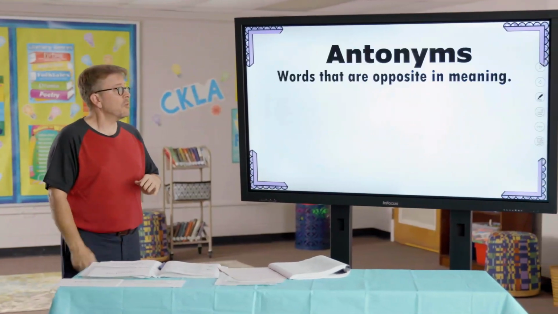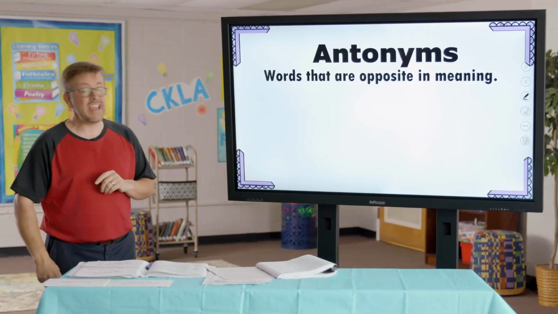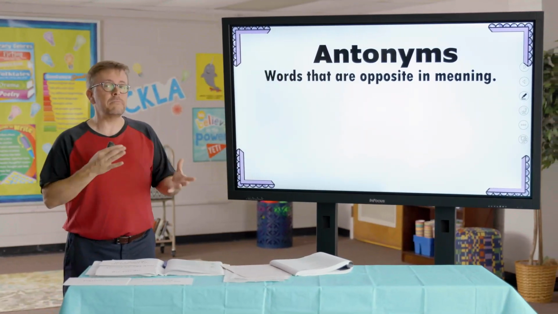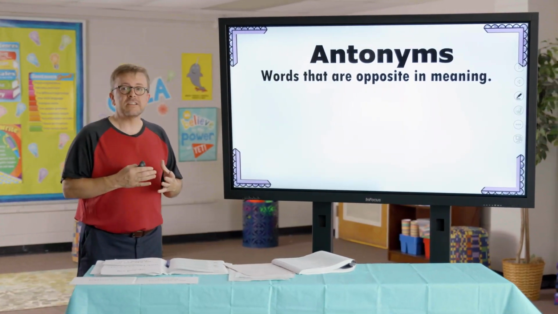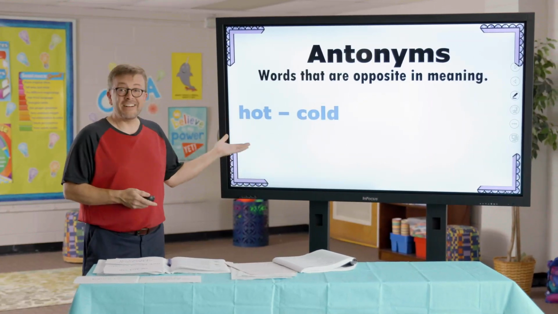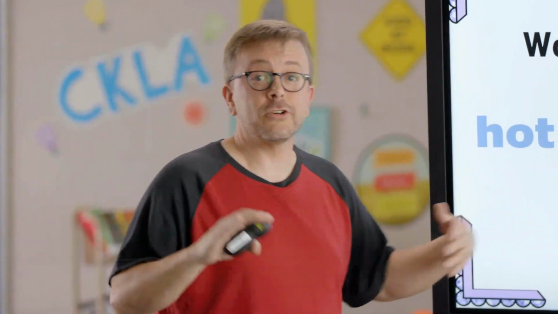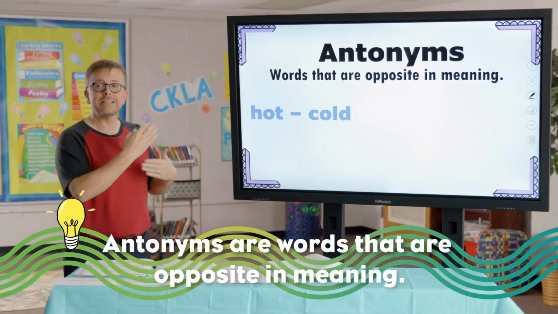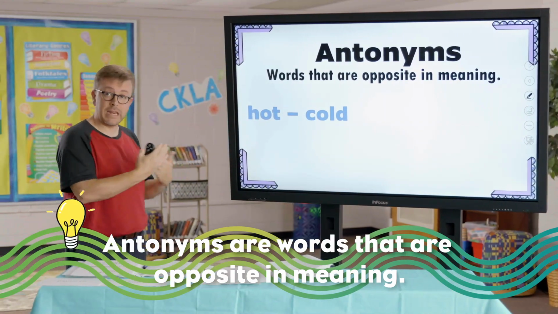So, boys and girls, we're going to look at antonyms. Now, antonyms are words that are the opposite of each other. They have the opposite meaning. So, for instance, for example, hot and cold. I just had you do an ice cube, right? You were cold, and I turned up the heat, and you got hot, and you melted. So, an antonym is the opposite. It has the opposite meaning.